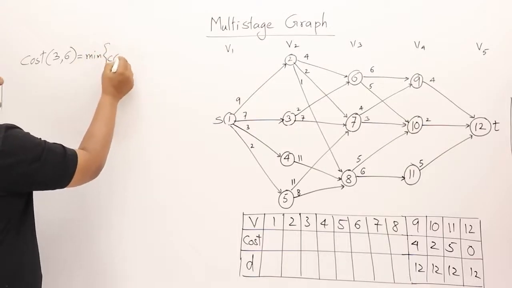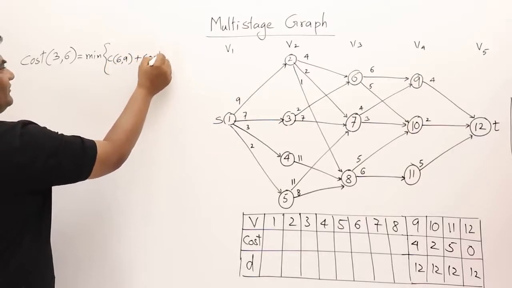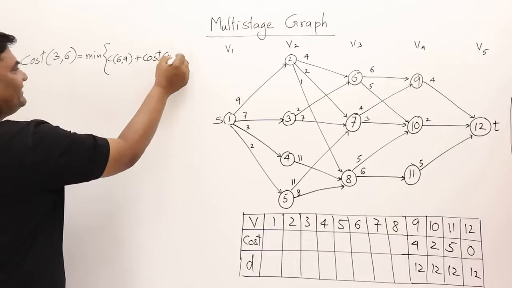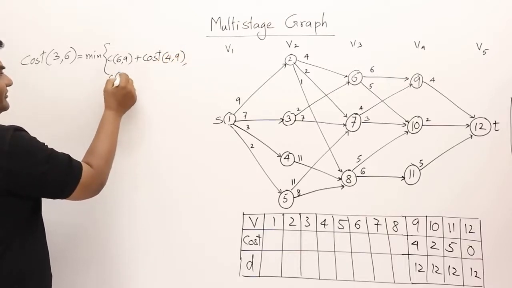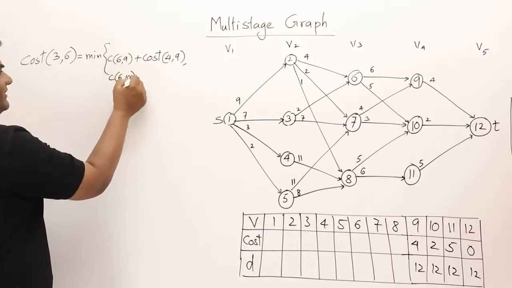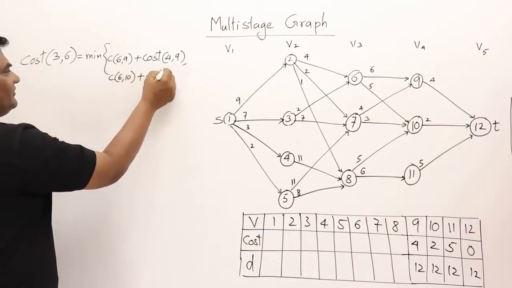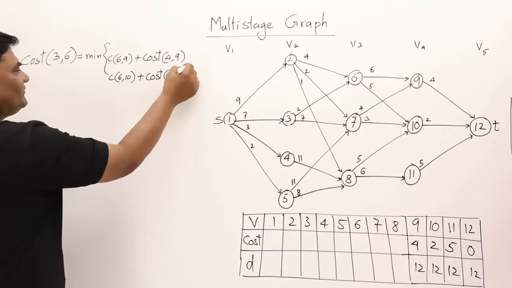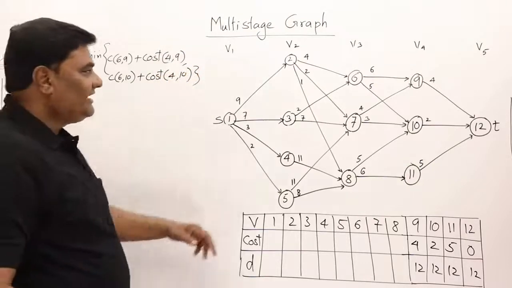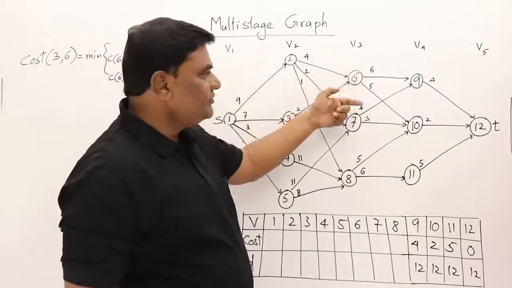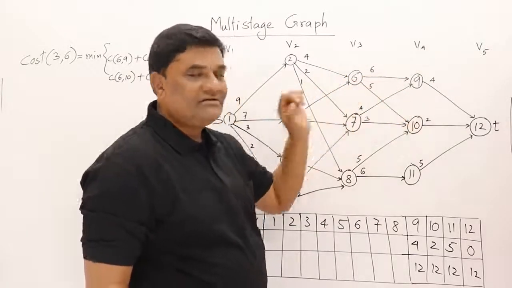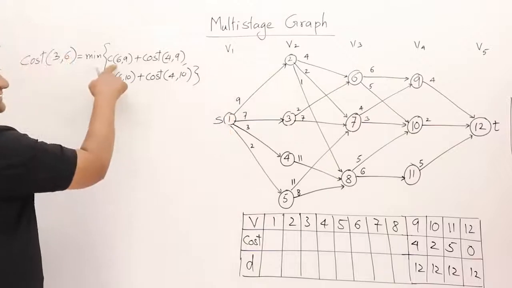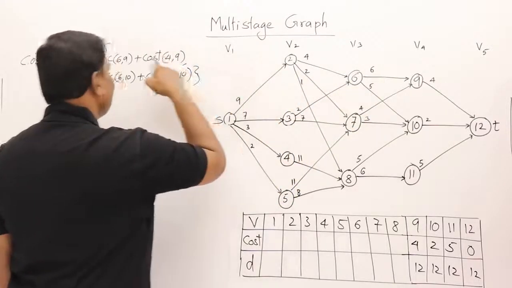Cost of an edge 6, 9 plus cost of fourth stage 9th vertex, and also cost of an edge 6, 10 plus cost of fourth stage, 10th vertex. I have to take the minimum of these two. So what is that? 6 plus cost of 9, 5 plus cost of 10. So 6 is what? This 6 to 9 is an edge. I am writing it like this, right?